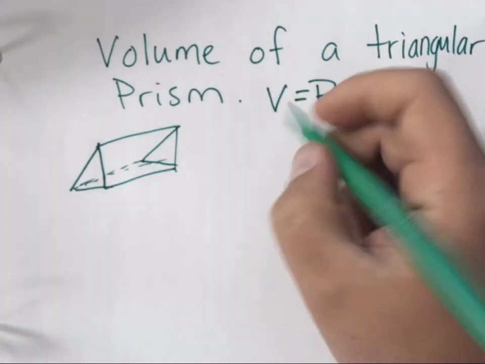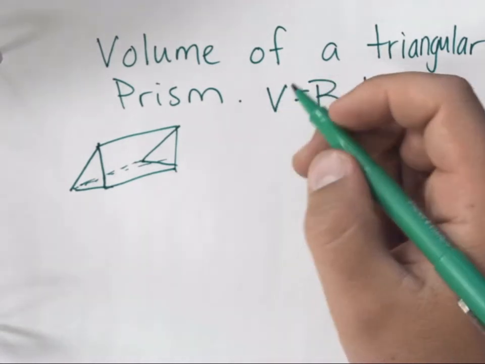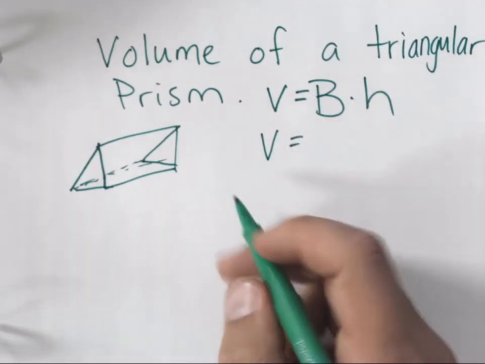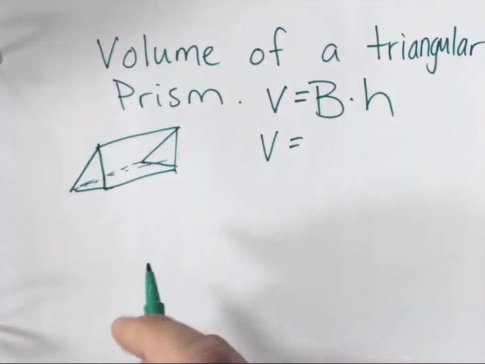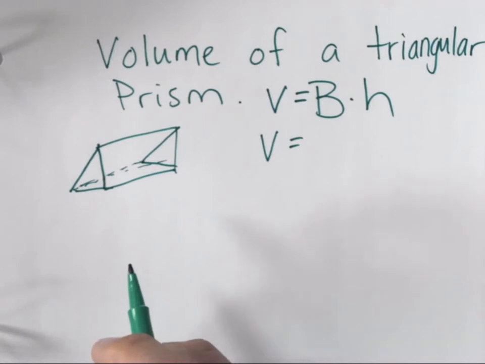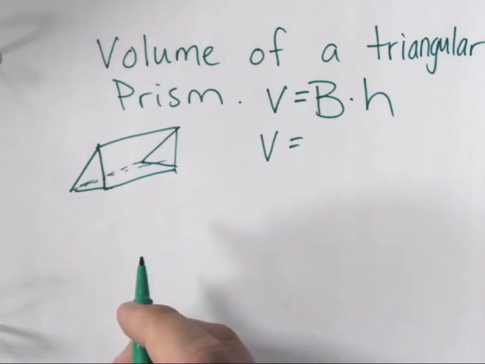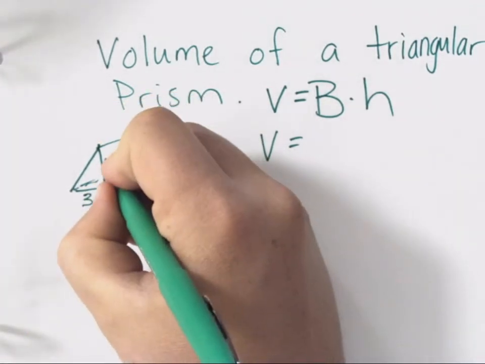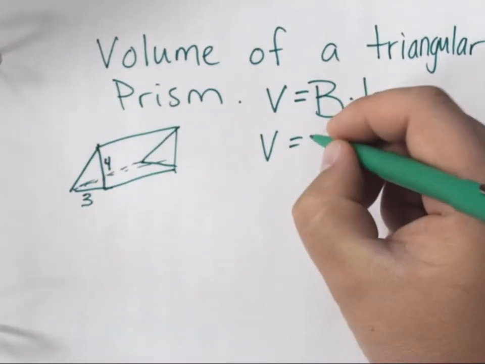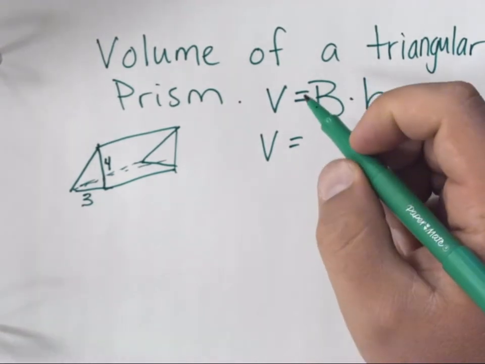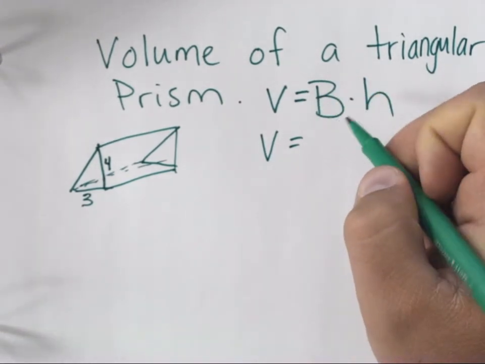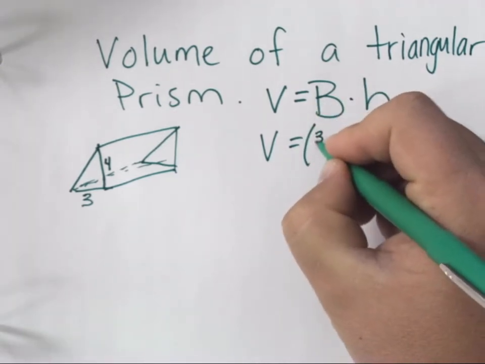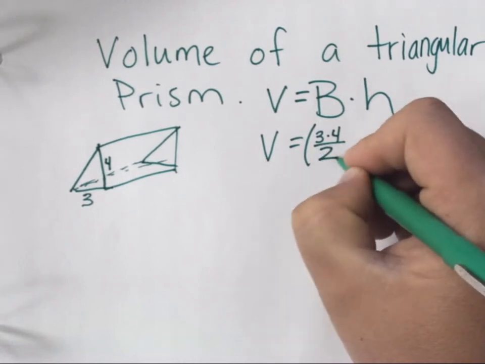So when we're finding the volume of a triangular prism, all we have to do is find the area of the base, which is, the base is always my two ends, which are triangles on a triangular prism. So if the base of my triangle is 3 and my height is 4, then I know the area formula to find the area of that triangle is base times height divided by 2. So I'm going to plug that in. 3 times 4 divided by 2.